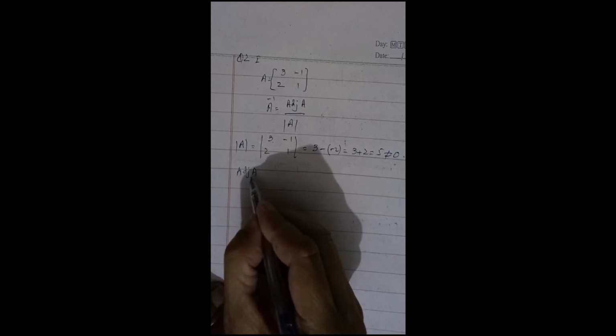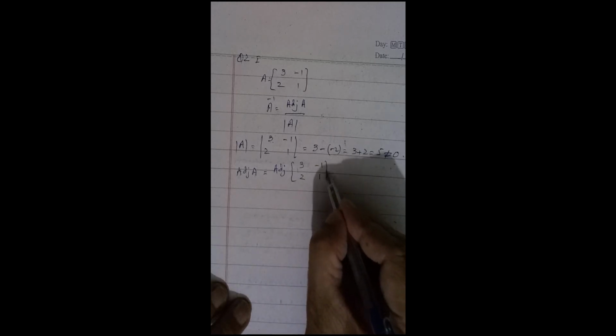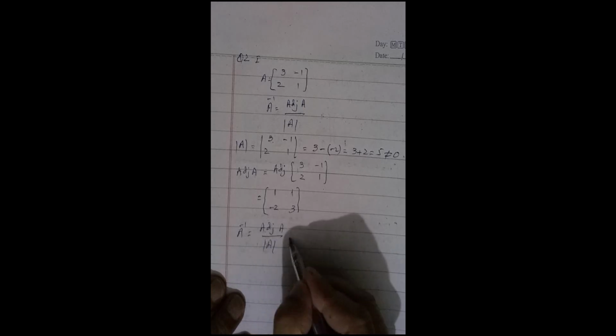Adjoint A: the matrix is 3, minus 1, 2, 1. When we find the adjoint of this matrix, we have 1, 1, minus 2 and 3. This is the adjoint of A. And A inverse is equal to adjoint A over A determinant. Put the values of adjoint A and A determinant, and we find the answer.